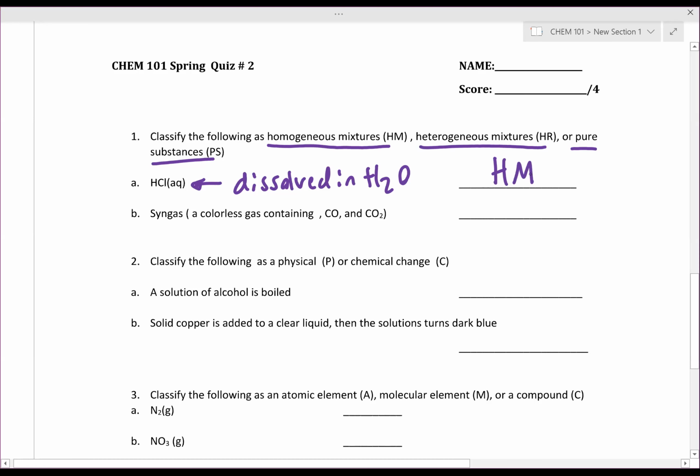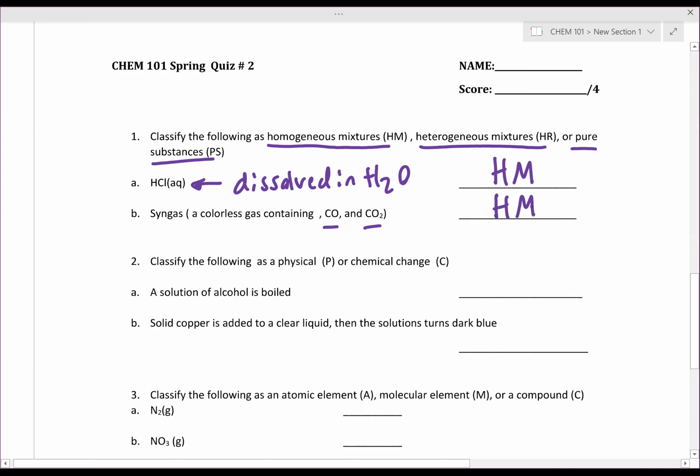The next example is syngas, which is commonly used in the production of chemical building blocks. It's a colorless gas containing carbon monoxide and carbon dioxide, among other components. If it's a clear, colorless gas, is it going to be a mixture or a pure substance? Homogeneous mixture. The reason it's a mixture is we see two different chemical formulas indicating two different pure substances. So this is a homogeneous mixture.